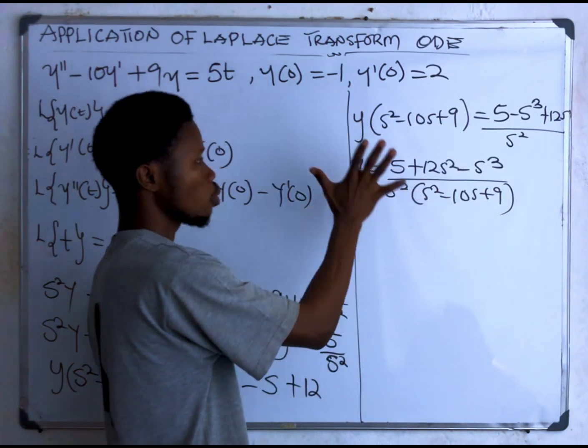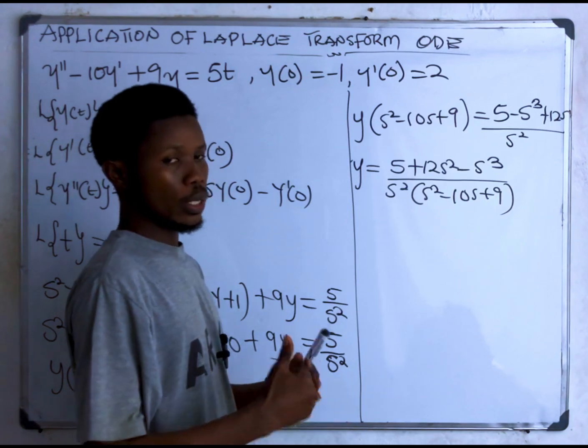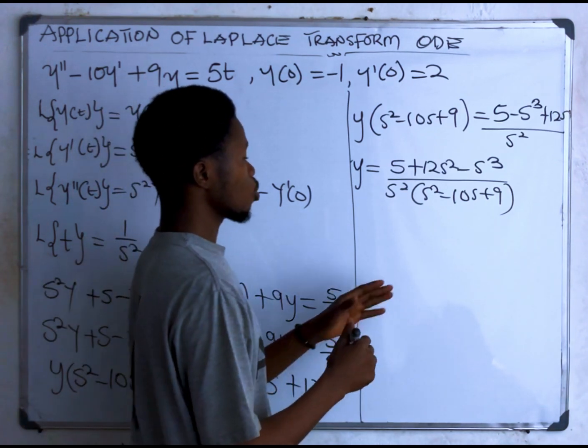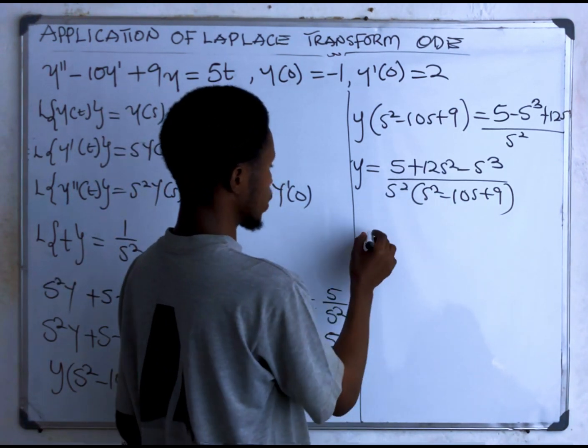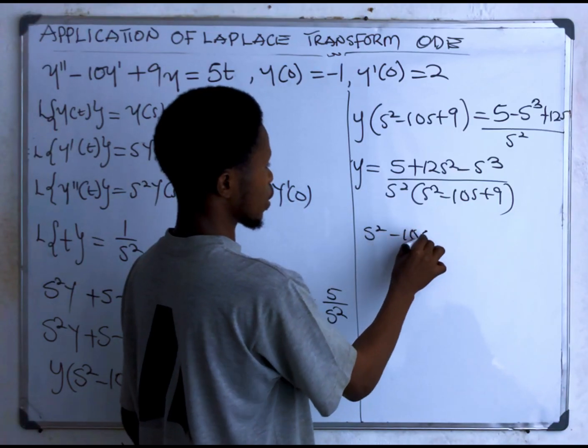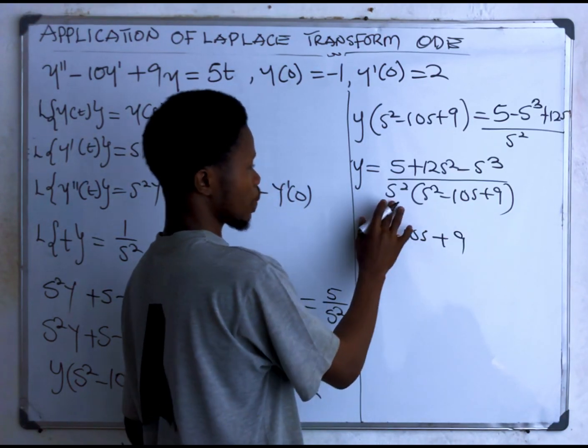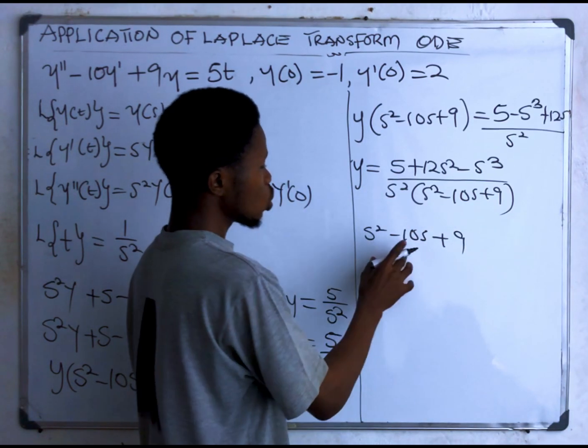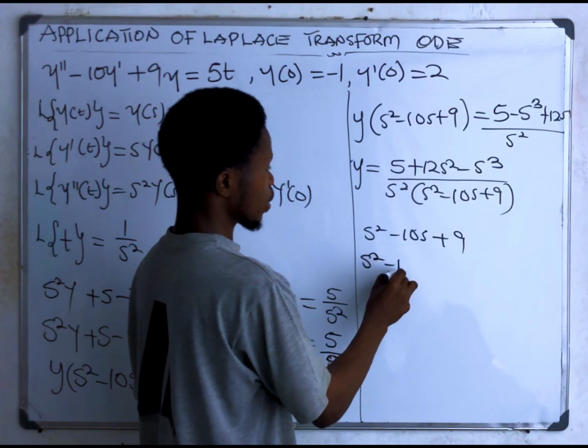So we are done with the computation for this. We're left with the inverse. So what I'm going to do here is this one, s squared minus 10s plus 9. Don't expand this, okay? Let's see something here. You know that this one can be written as s squared minus 10s.